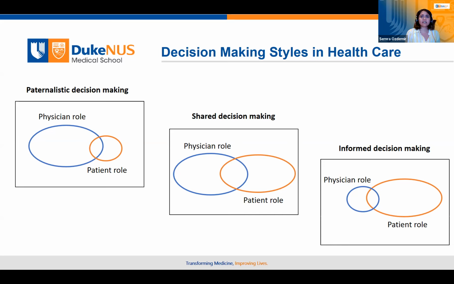And historically, we have seen mostly paternalistic decision making being the common decision making style, which moved towards shared decision making. And the Asian side of the world is following a little bit behind this, and paternalistic decision making still is quite common. And then on the other spectrum, we have the informed decision making, where the patient role and responsibility is much higher, and clinicians play a much hands off role.